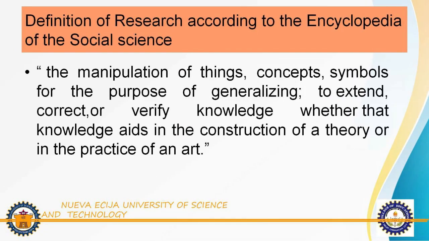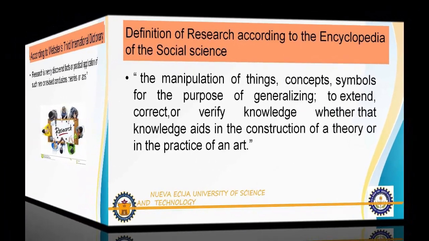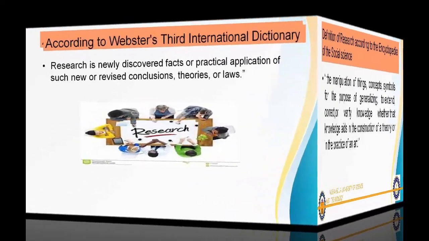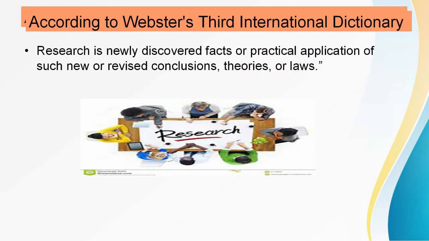According to the Encyclopedia of the Social Science, research is the manipulation of things, concepts, symbols for the purpose of generalizing to extent, correct, or verify knowledge, whether that knowledge aids in the construction of a theory or in the practice of an art. According to Webster's Third International Dictionary, research is newly discovered facts or practical application of such new or revised conclusions, theories, or laws.